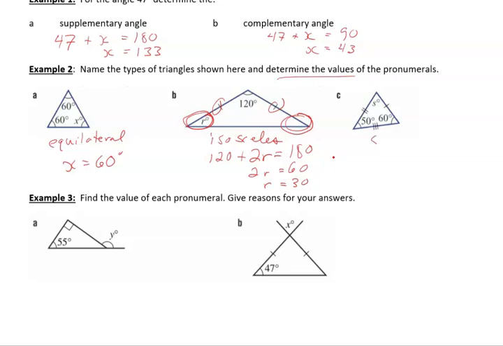And this one is definitely a scalene triangle because they're all different sizes. So it doesn't matter the order, 50 plus 60 plus s is 180. So that's 110 plus s equals 180. So s is equal to 180 minus 110, which is 70 degrees.